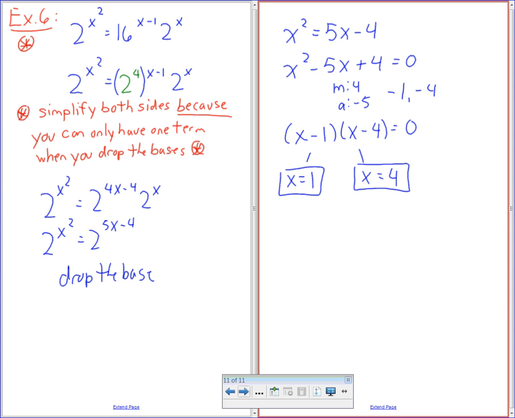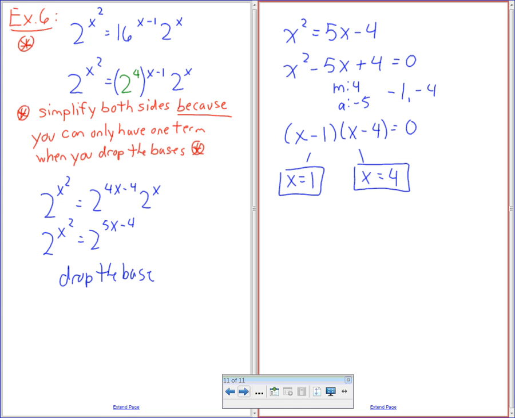Is there a reason why you couldn't leave the 5x on one side and then divide the equation by x? Oh, because of the 4. Okay. If it was like x squared equals 5x, you could divide by x. You actually want me to explain to you what dropping a base is? No, not right now. Let's keep going here.